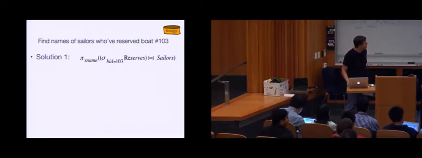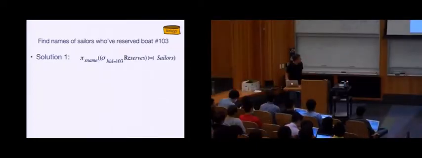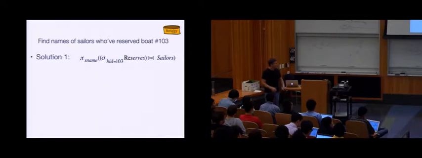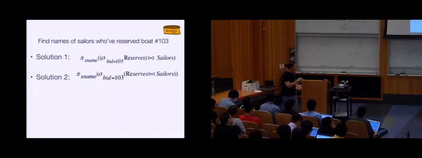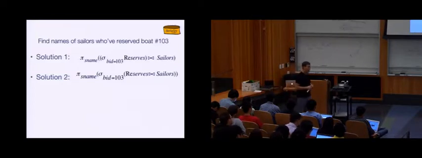Here's a different solution, same query. In this one, first we join up all the reservations and sailors. So we get a list of all the boat IDs and sailor names and everything that ever were associated through reservations. And then we just pick out from that complete set the boat ID equals 103. And then we project down a sailor name. It does give the same answer, and you should convince yourself that it does.